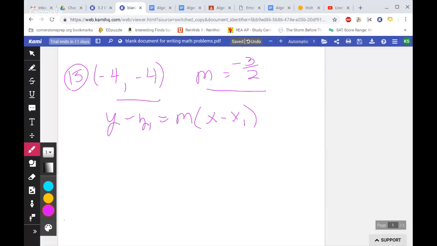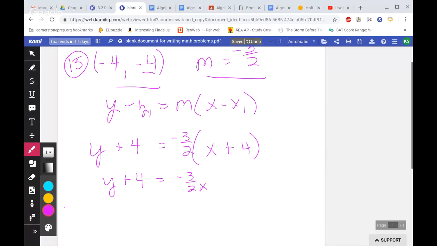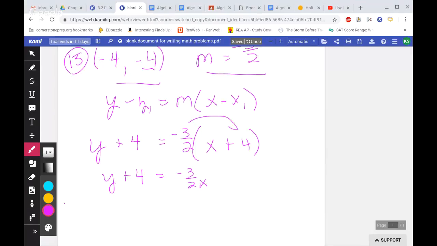This is point slope. So it's y, and then we've got a minus -4. So that would make this plus. And then the slope is -3/2, so we're plugging in the -3/2 for the m. And then we've got x minus a -4. So once again, that's going to be +4 over here as well. And now we need to distribute this -3/2 to the x and to the 4.